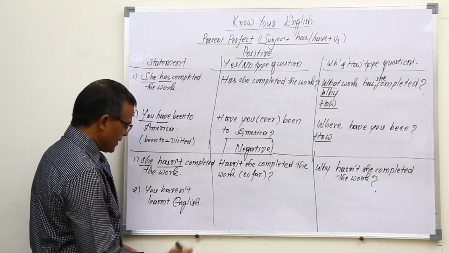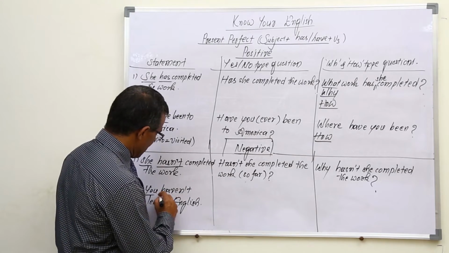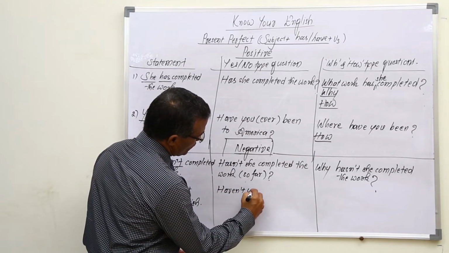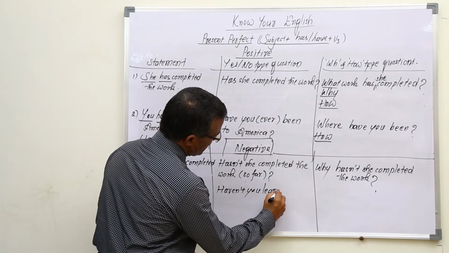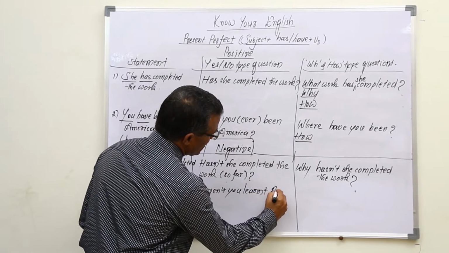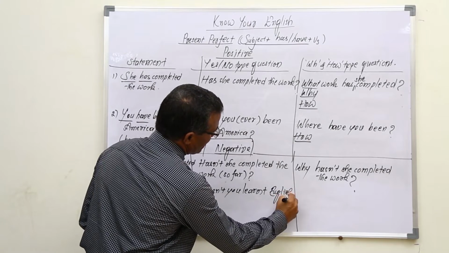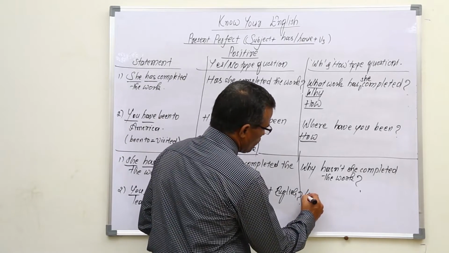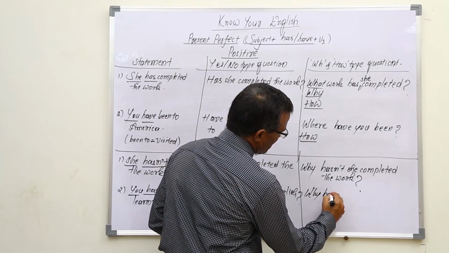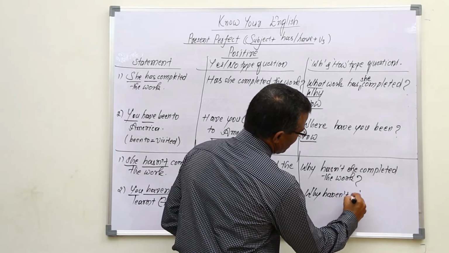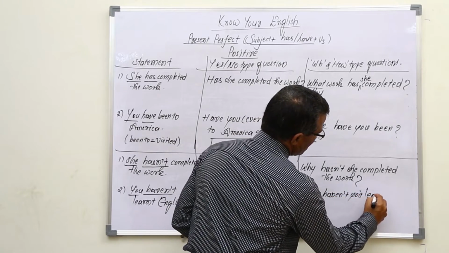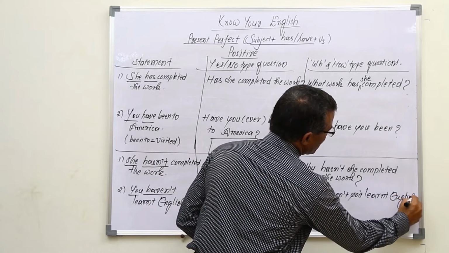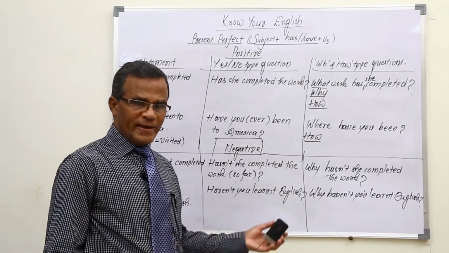You haven't learned English. And the question is simply, haven't you learned English? Haven't you learned English? Is the question. Then simply, why haven't you learned English? Why haven't you learned English?